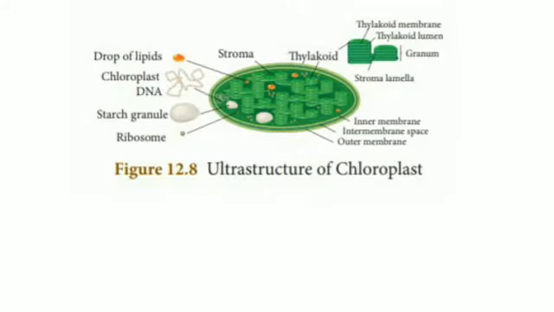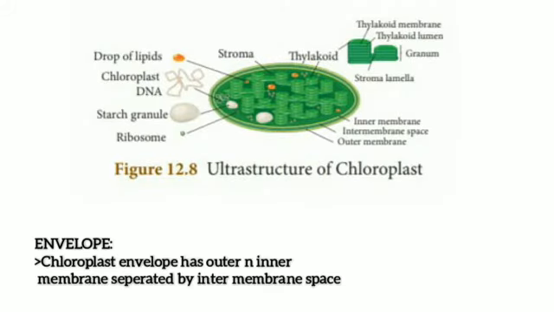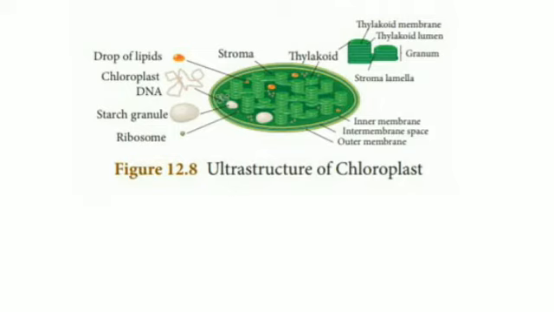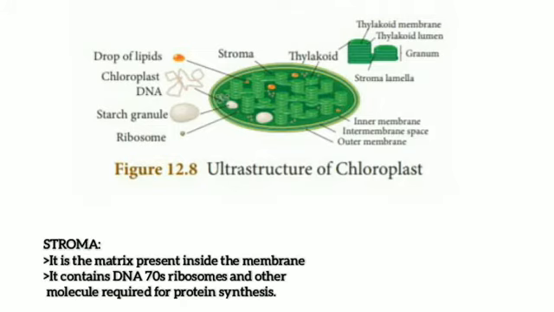Next we move on to the structures seen in the chloroplast. Envelope. The chloroplast envelope has outer and inner membranes which are separated by the intermembrane space. Next we have stroma. It is the matrix present inside the membrane. It contains DNA, 70S ribosomes and other molecules required for protein synthesis.